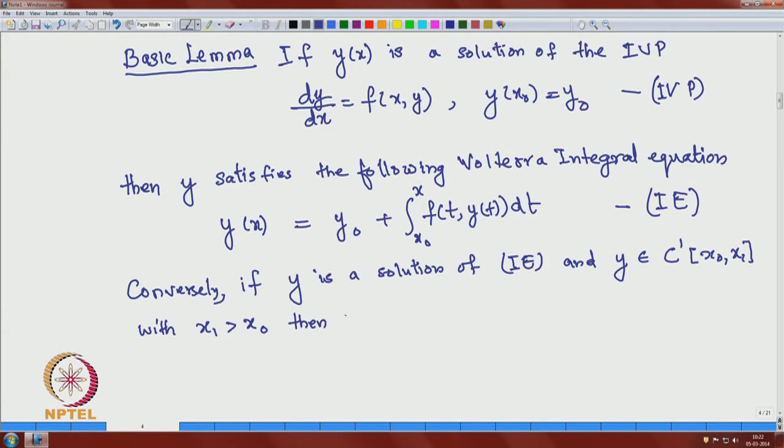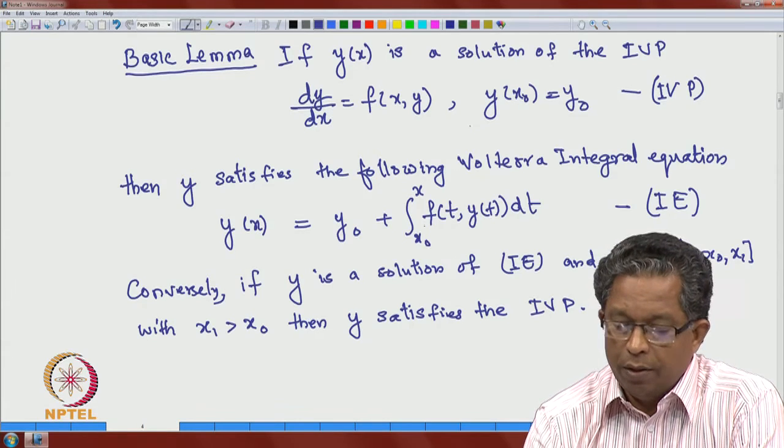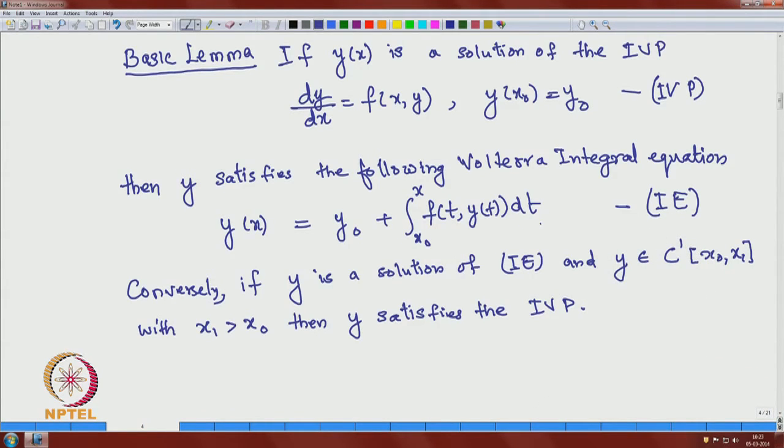then y satisfies the initial value problem, meaning y is also a solution of the initial value problem. So, one way we are converting the problem of the solution of the differential equation into the problem of the solution of an integral equation. And the solution of the integral equation can be treated separately. The solution of an integral equation need not be differentiable. In case it is differentiable, we can show that it is a solution of the initial value problem.